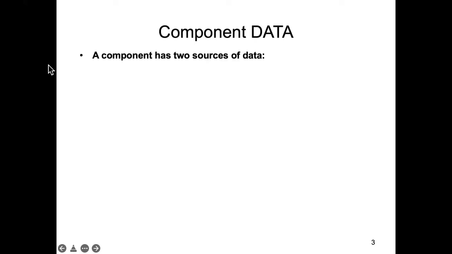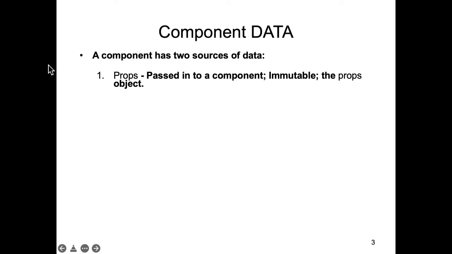State is related to the data part of a component. What we know so far about a component in terms of its data is that data can be passed into a component in the form of props. Props are passed into a component, usually by its parent component. That's the only way, really. The second thing we know is that props are immutable. And thirdly, props come in the form of an object.